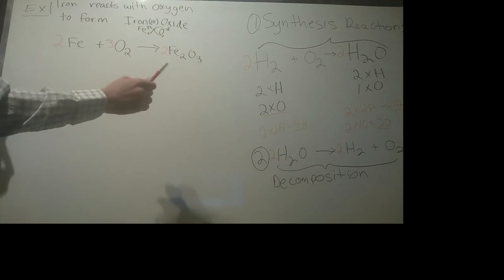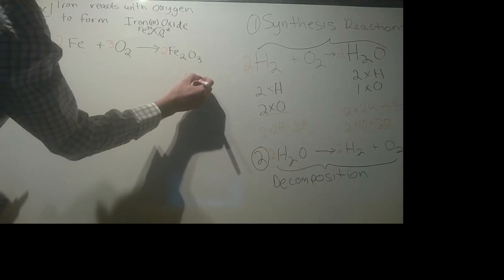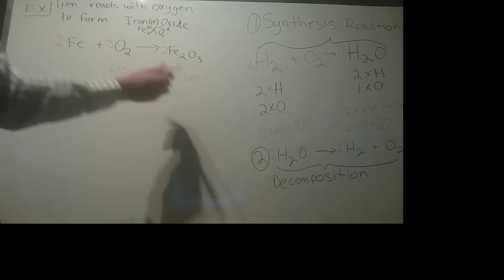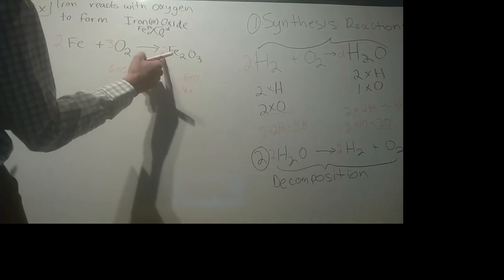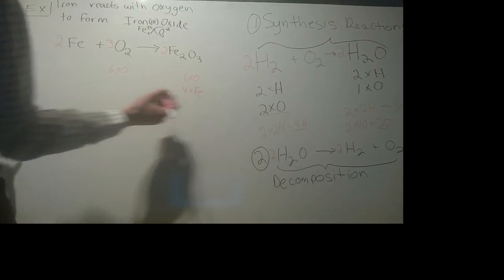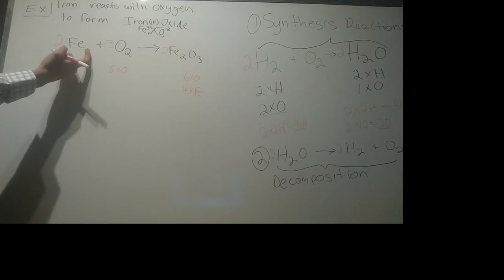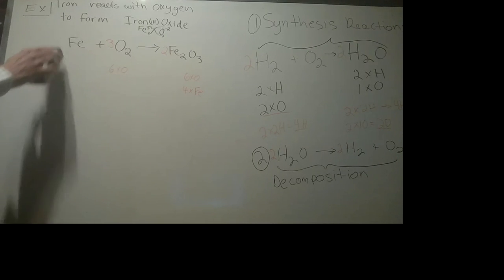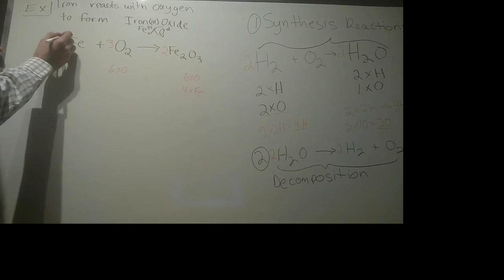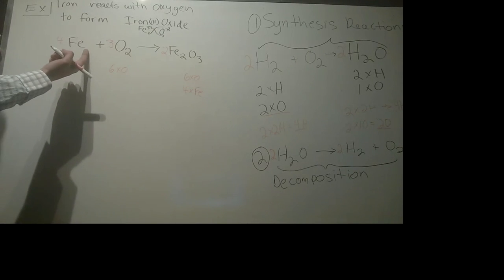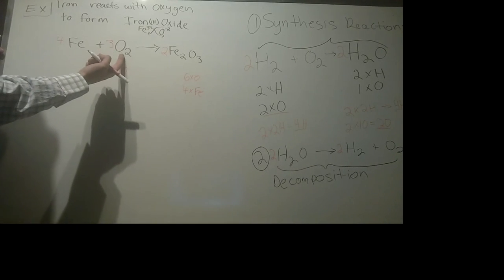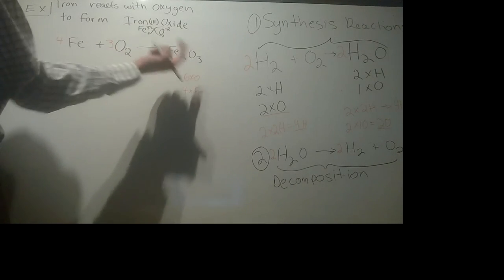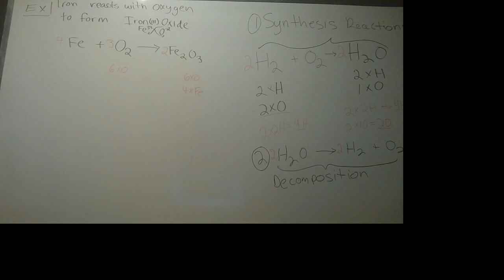The 2 times 3 oxygens is good because we now have 6 oxygen here and 6 oxygen here. But the irons, the 4 irons that we now have, 2 times 2 to give you the 4, is not balanced with the only 2 irons that we would have here. As such, we have to double this again, making it into a 4, so that 4 iron atoms are being consumed with 3 oxygen molecules with a total of 6 oxygens in them to form 2 Fe2O3 molecules in a synthesis reaction.